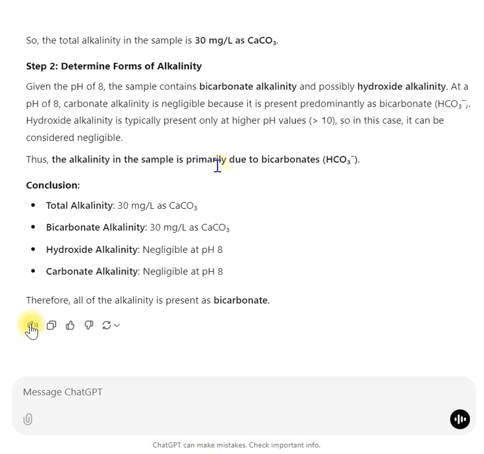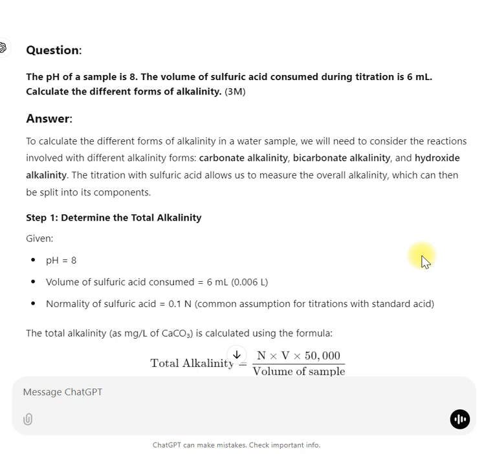Question: the pH of a sample is 8. The volume of sulfuric acid consumed during titration is 6 milliliters. Calculate the different forms of alkalinity. Answer: to calculate the different forms of alkalinity in a water sample, we need to consider the reactions involved with different alkalinity forms: carbonate alkalinity, bicarbonate alkalinity, and hydroxide alkalinity. The titration with sulfuric acid allows us to measure the overall alkalinity, which can then be split into its components.